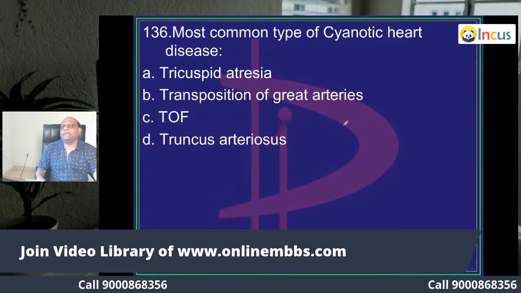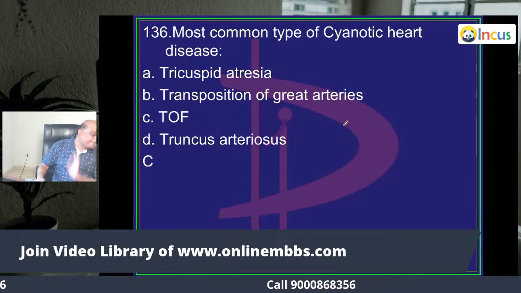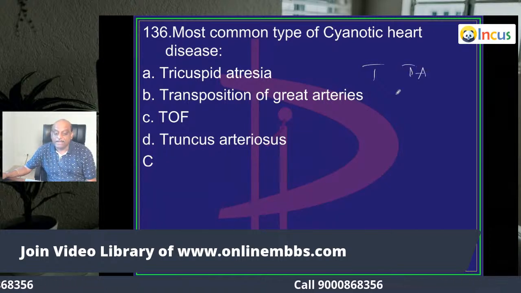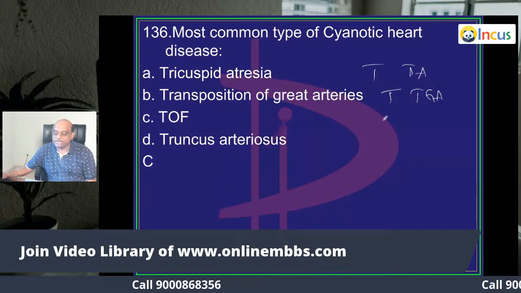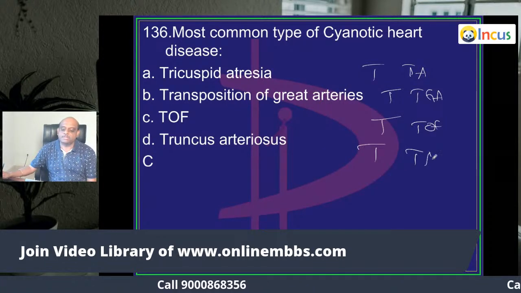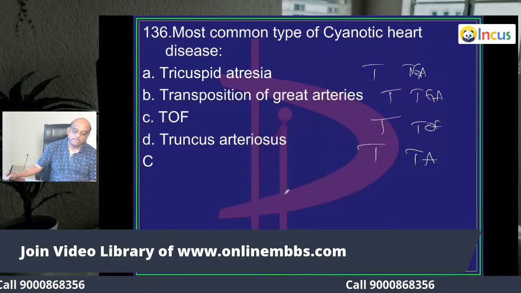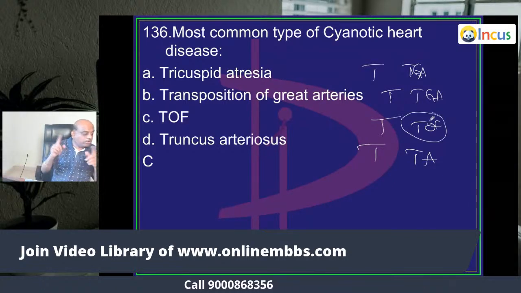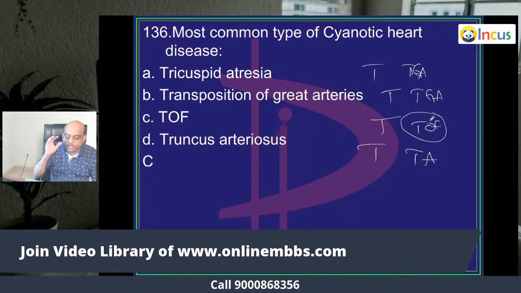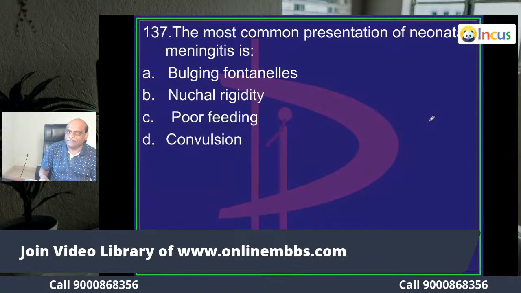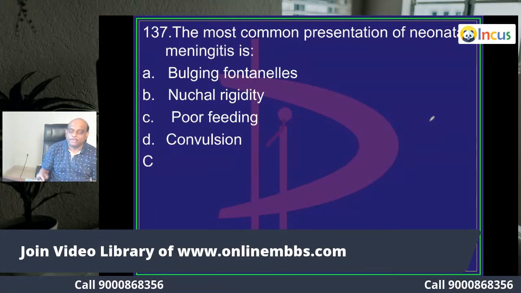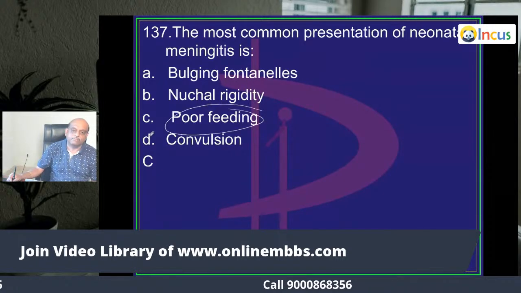The most common type of cyanotic heart disease. What are the 4 T's that you will remember? T for tricuspid atresia, T for transposition of great arteries, T for tetralogy of Fallot, T for truncus arteriosus. Of all these T's, it is tetralogy of Fallot that is the most common cause for this type of cyanotic heart disease, is what you need to remember. The most common presentation of neonatal meningitis is poor feeding. Poor feeding.